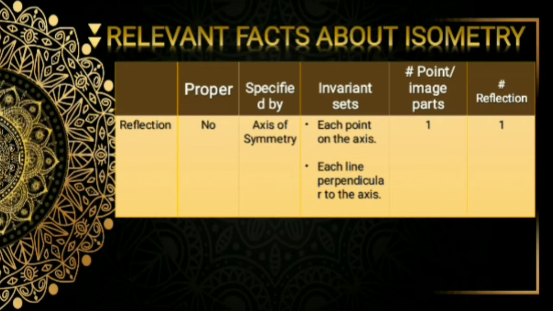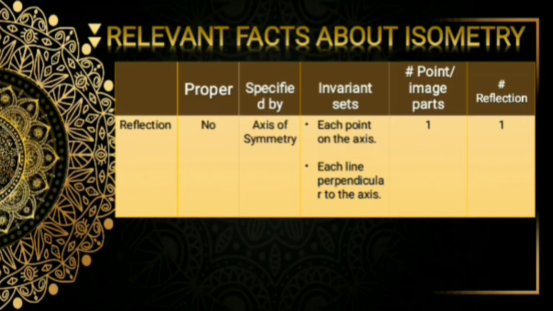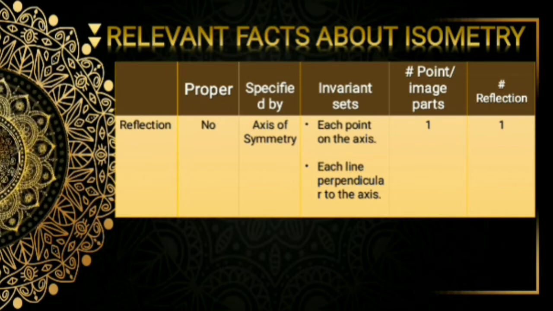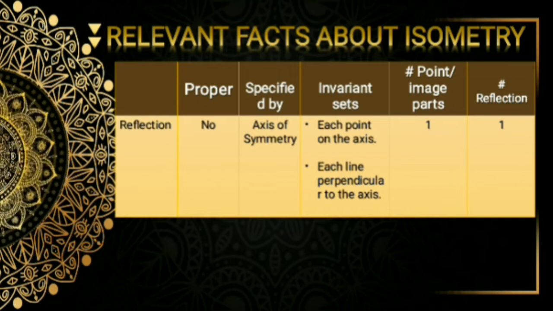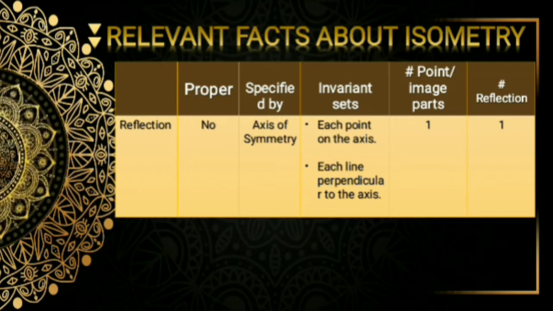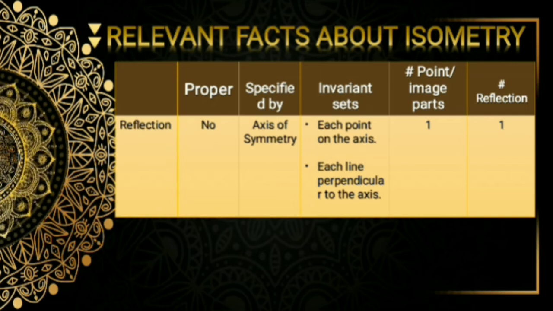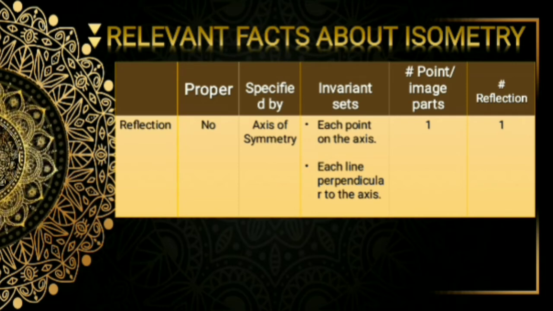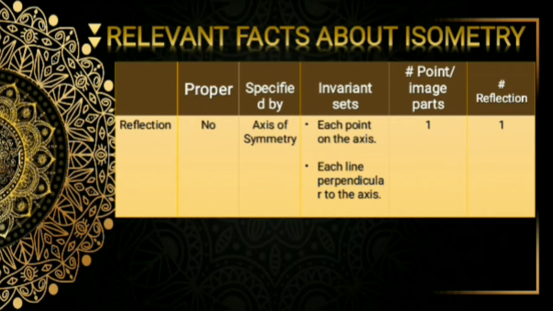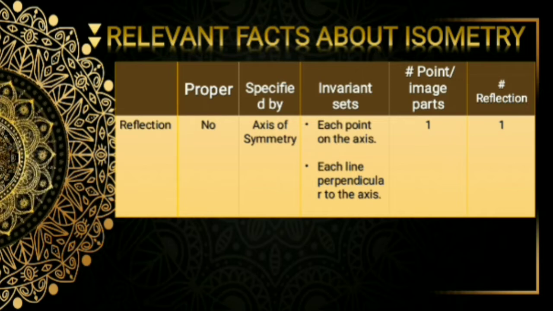The second column is to distinguish if the geometric transformation is a proper isometry or not. The third column is what the geometric transformation is specified by. The fourth column is the number of invariant sets. The fifth column is the number of points or image parts, and the last column is the number of reflections. For our first geometric transformation, let's have reflection.